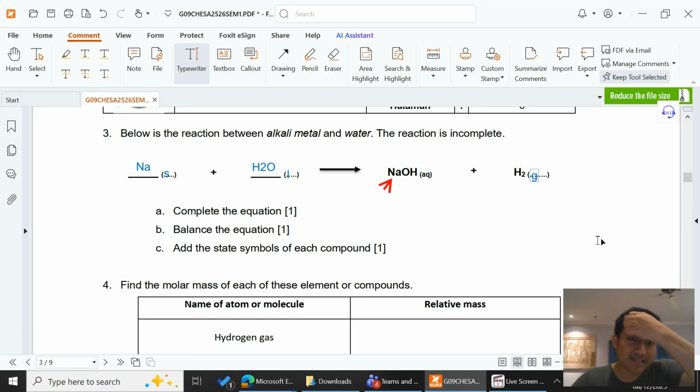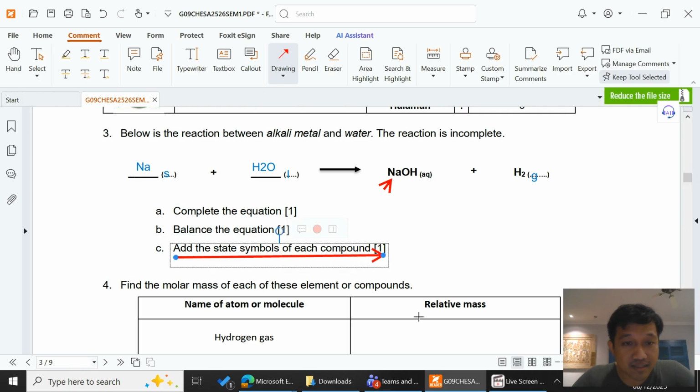Previously we did the state symbols, and we have worked on that already. Now let's work on balancing the equation. Let's take a look here. We have natrium, the sodium is only one.